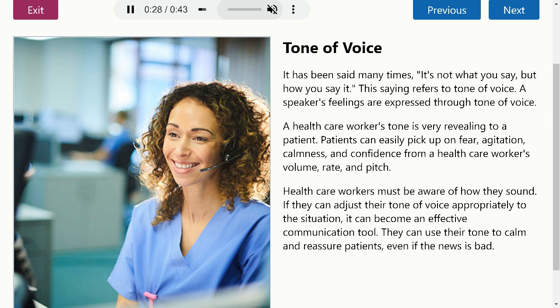Healthcare workers must be aware of how they sound. If they can adjust their tone of voice appropriately to the situation, it can become an effective communication tool. They can use their tone to calm and reassure patients even if the news is bad. So how you talk to somebody, it relays a message, it communicates things to them.